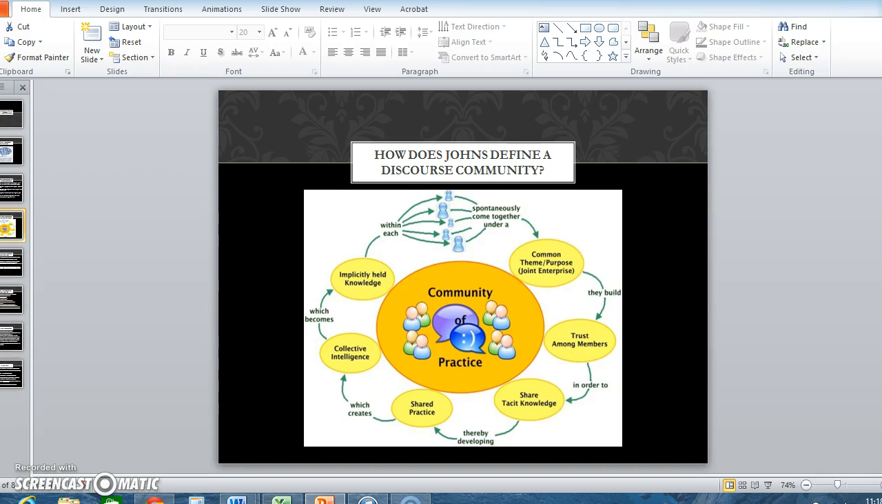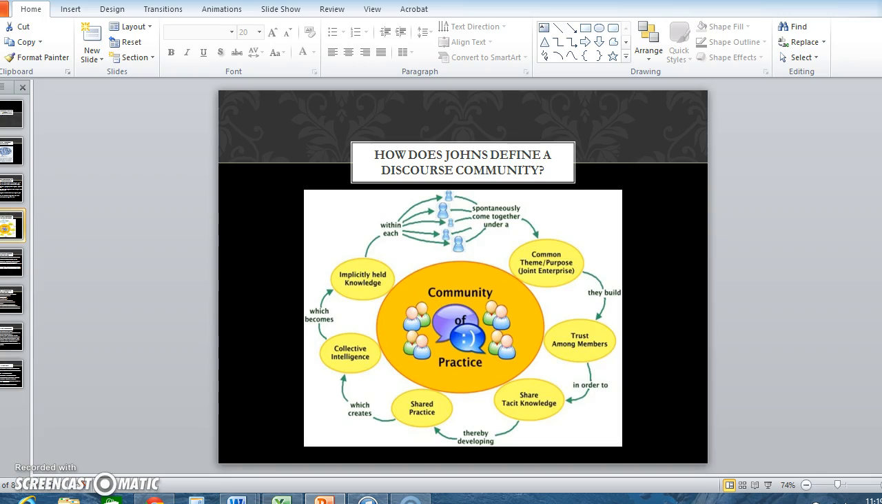But he does have some components that he believes are necessary for communities of practice to be in existence. And so he believes that there should be a common theme or purpose. So this is very similar to what Swales says, common goals, right? But he goes further and says there must be trust among the members. And so for real work to happen, trust and a collaborative environment must be present. They must be able to share tacit knowledge.